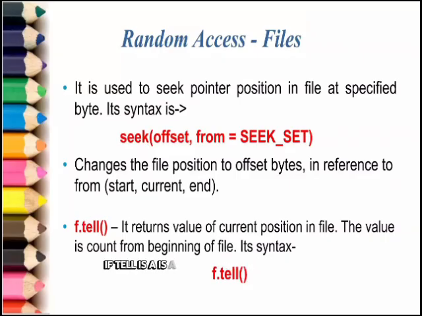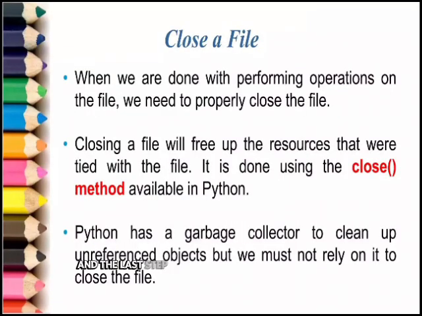And ftell is a function which is used for returning the current position where the file pointer is existing. So when you use this, suppose the file pointer is at the fifth record, then it will return the position as 5. And the last step in the file handling is closing the file.